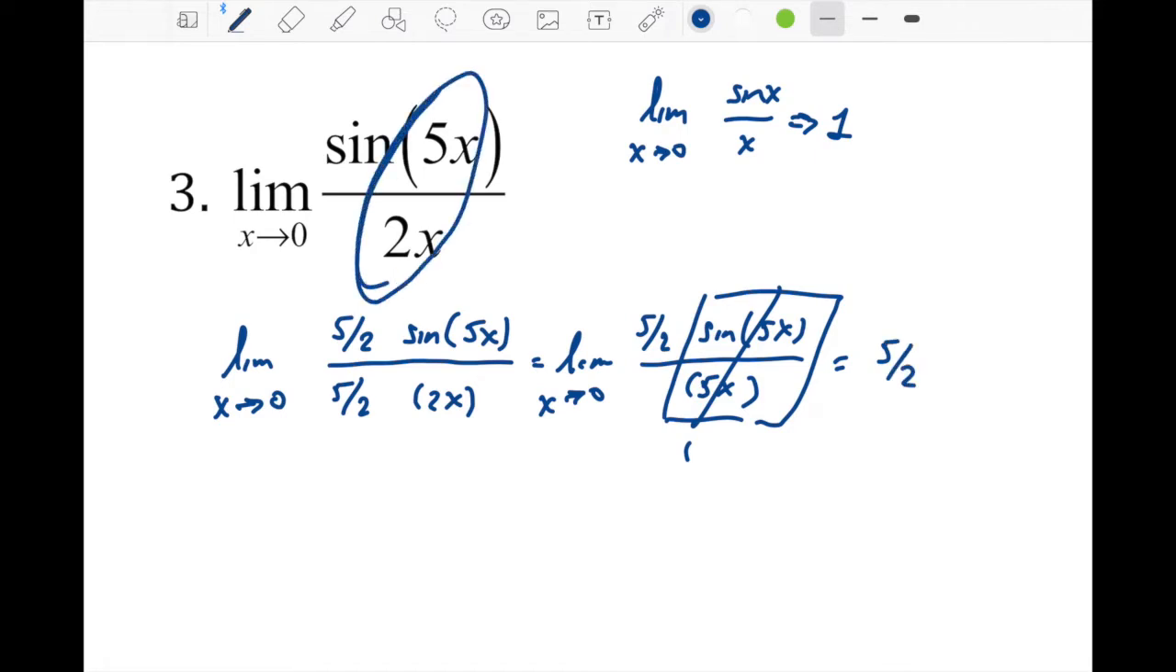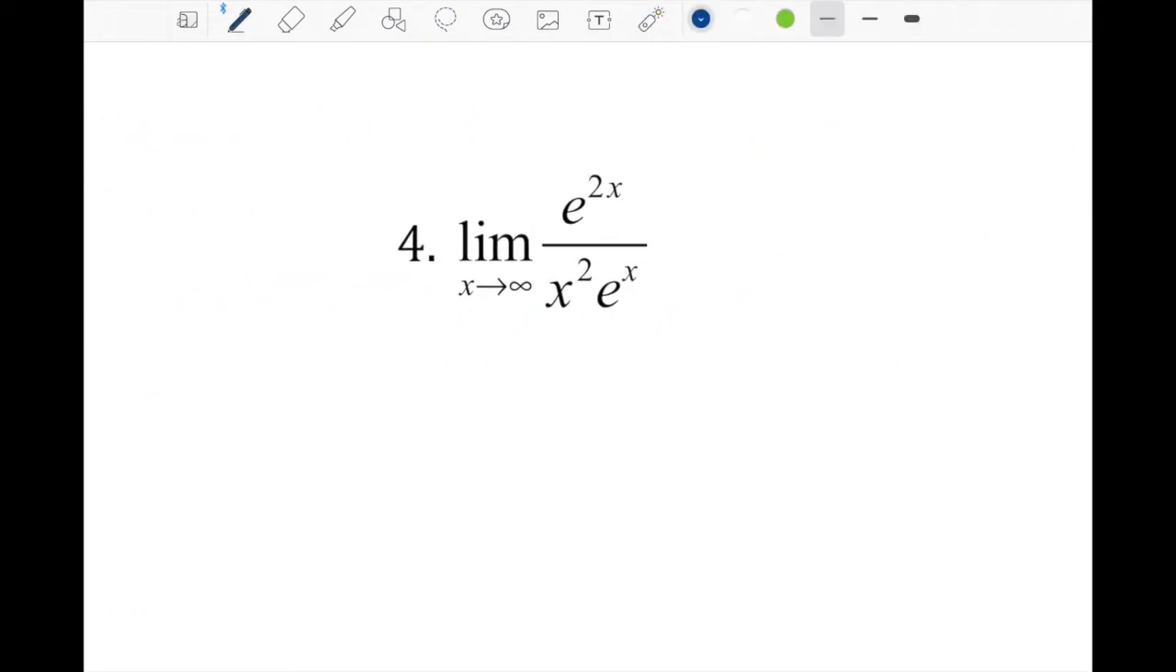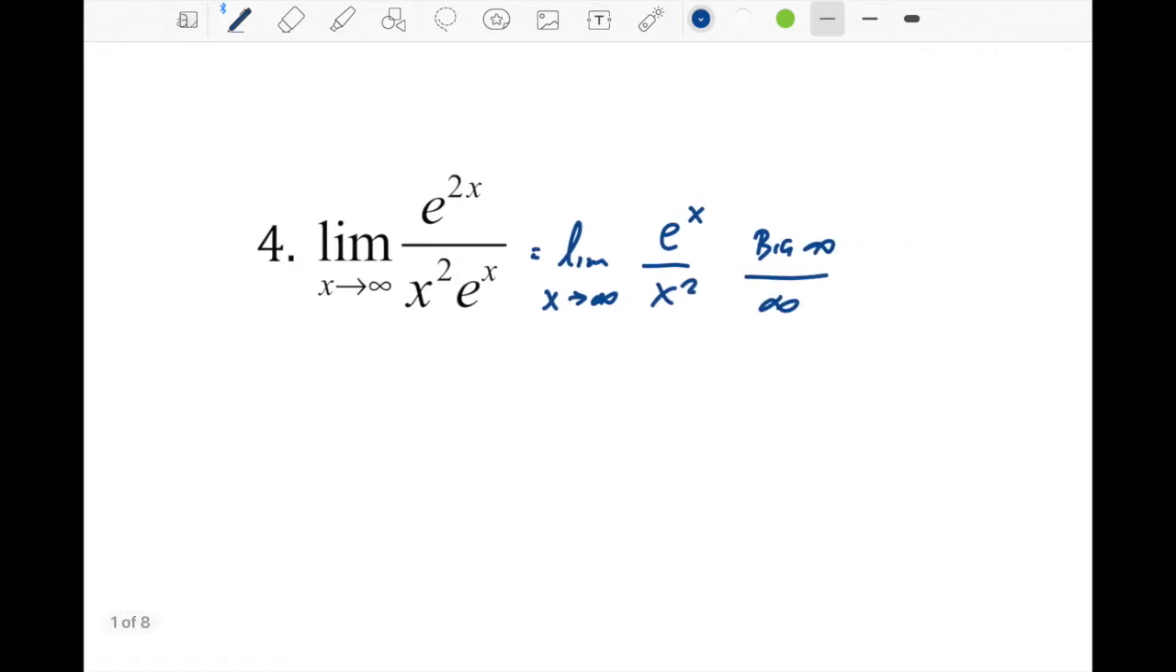Now we kind of just accepted that this notion of sine of x over x is 1. We looked at the graph, we looked at a table of values, and kind of said, yep, that's it. Limit as x approaches infinity of e to the 2x over x squared e to the x. Well, I can rewrite this as limit as x approaches infinity of e to the 2x over e to the x, which is e to the x, over x squared. Now, we argued before that e to the x is going to be a big infinity over a smaller infinity, so a bigger infinity divided by a smaller infinity is going to be infinity.